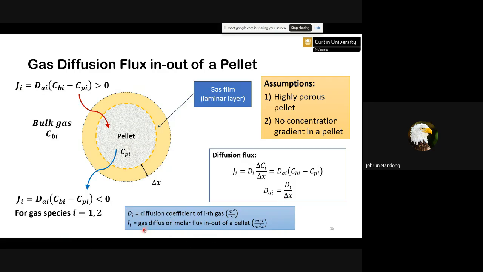Again, this JI is the gas diffusion molar flux in and out of a pellet. So this one is mole per meter square per second. I missed a second there in the note, so you can write it down: mole per meter square per second. Actually, this is per pellet, because this is only defined for one pellet. So if you want to get the overall diffusion flux, we have to multiply that by the number of pellets. That's what I will show you later on.